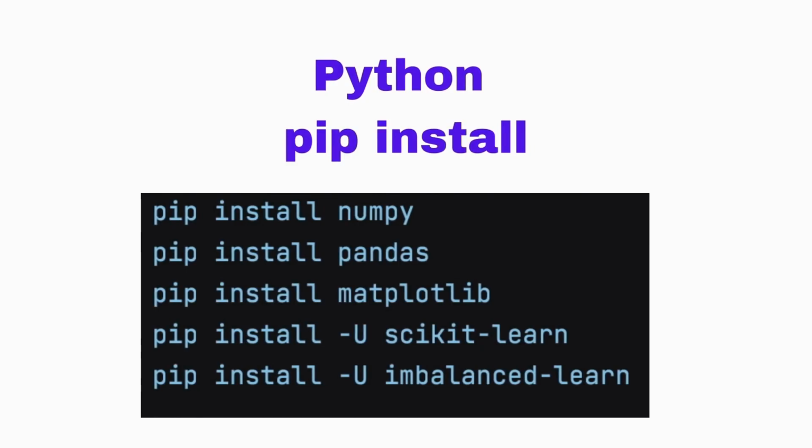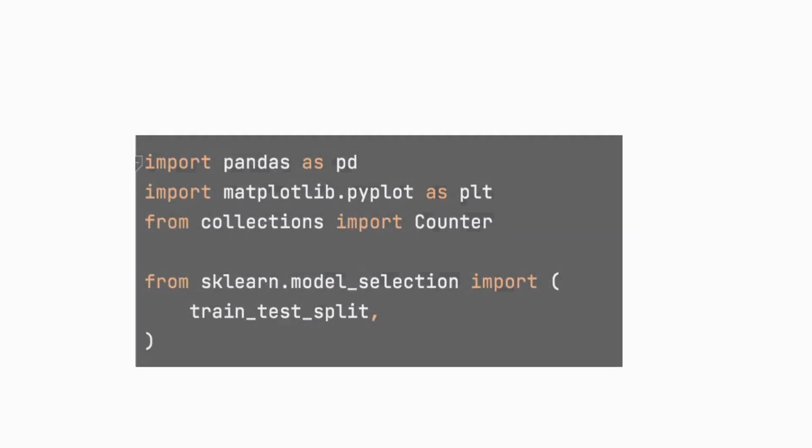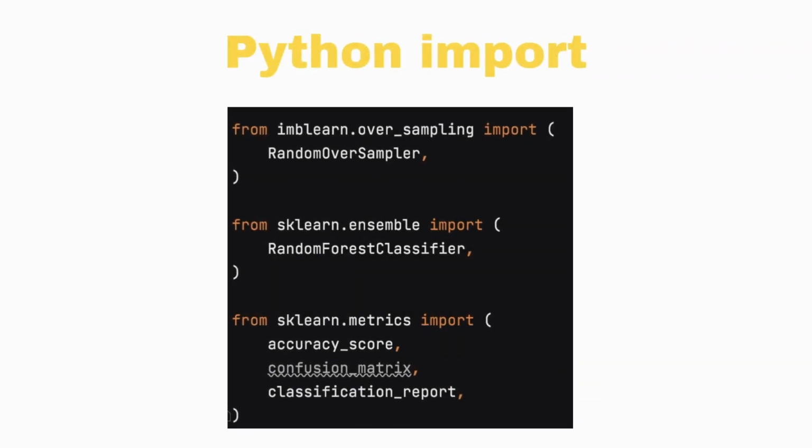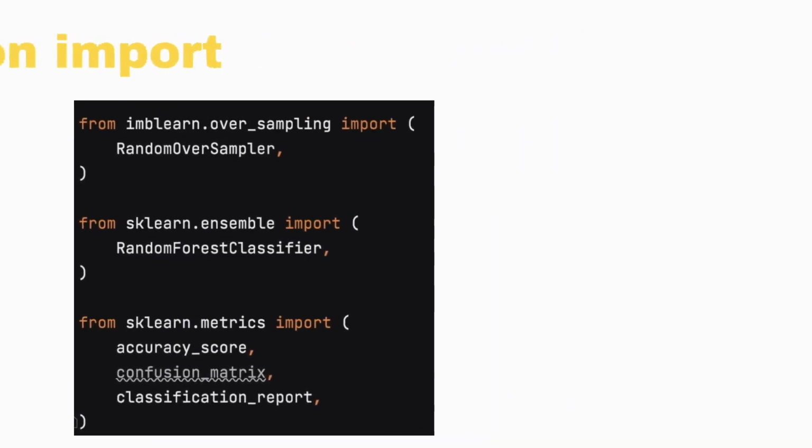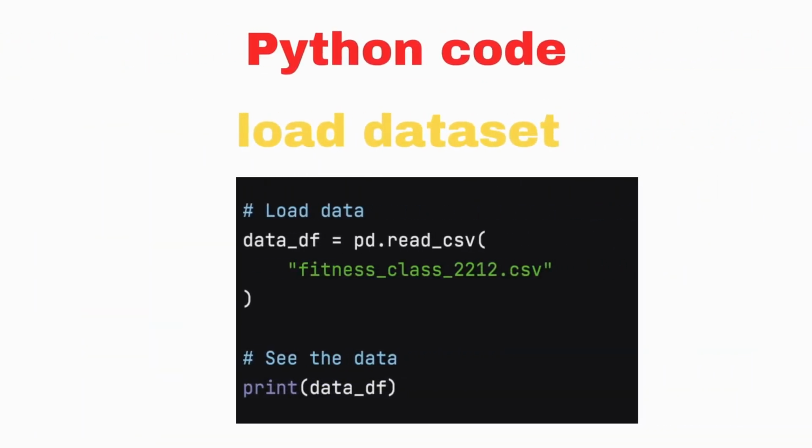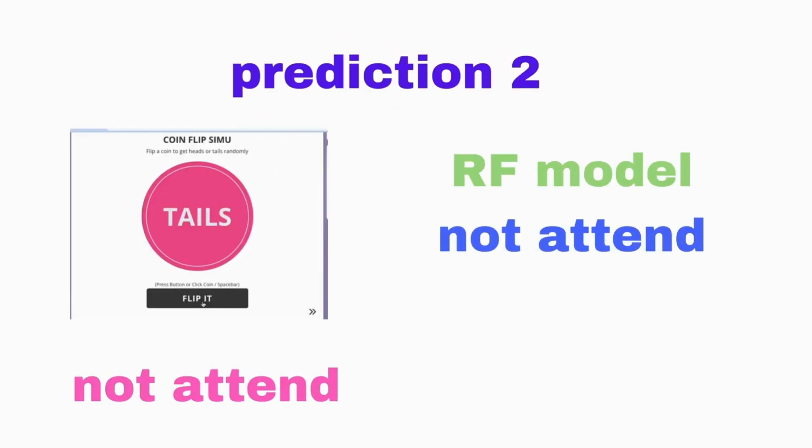I needed to pip install NumPy, pandas, matplotlib, scikit-learn, and imbalanced-learn. I then imported train_test_split, RandomOverSampler, RandomForestClassifier, accuracy_score, confusion_matrix, and classification_report. I began by loading the dataset using pandas read_csv, and then just printed the data to have a look at it.